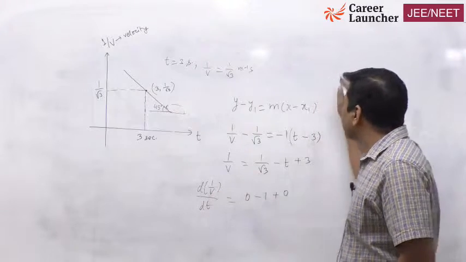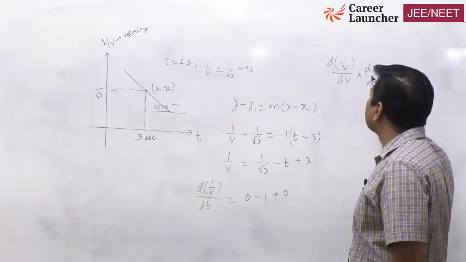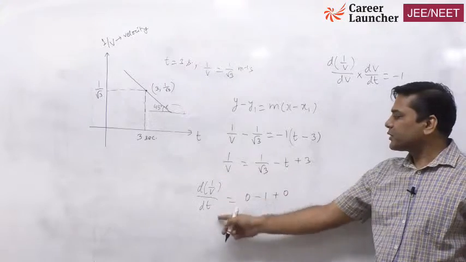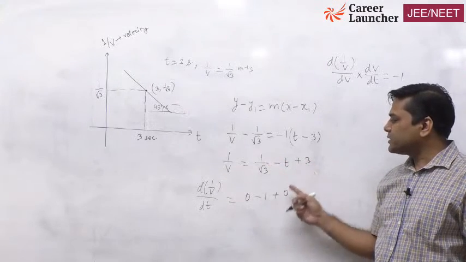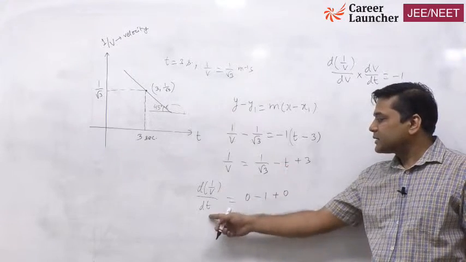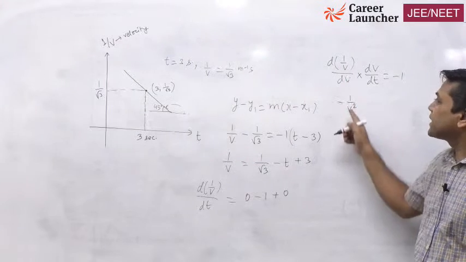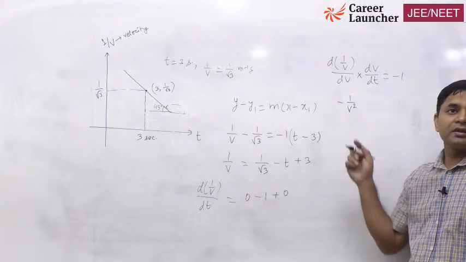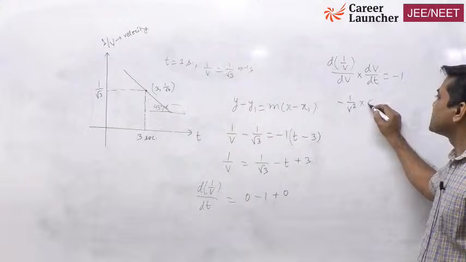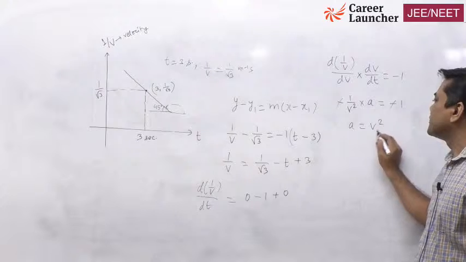What is the differentiation of this? You can use the chain rule: d of 1 by v over dv into dv by dt equal to -1. I am differentiating both sides with respect to t. Differentiation of 1 by root 3 and 3 is 0 because they are constants, and differentiation of t with respect to t is 1. This is -1 by v square. I hope you remember, differentiation of 1 by x is -1 by x square, so 1 by v square into dv by dt is a. The minus signs cancel out, so a equal to v square.